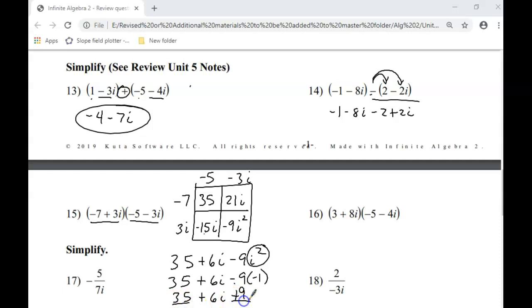And then you're going to combine the two real numbers together, 35 and 9. So 35 plus 9 is 44. And there's your answer for that one.